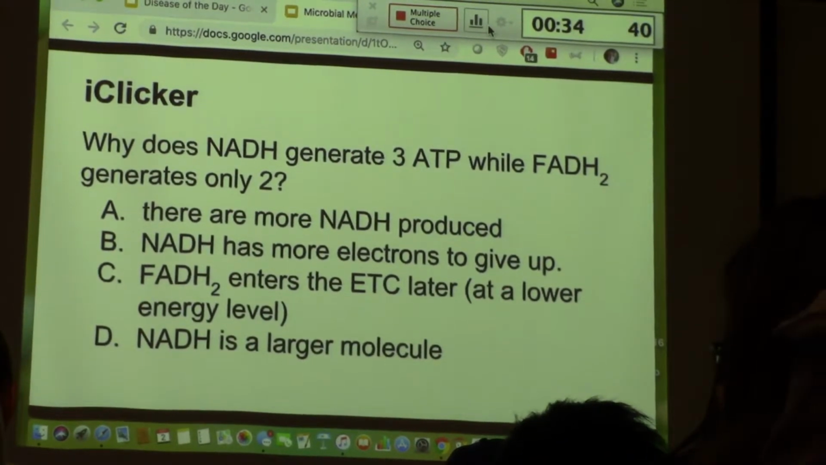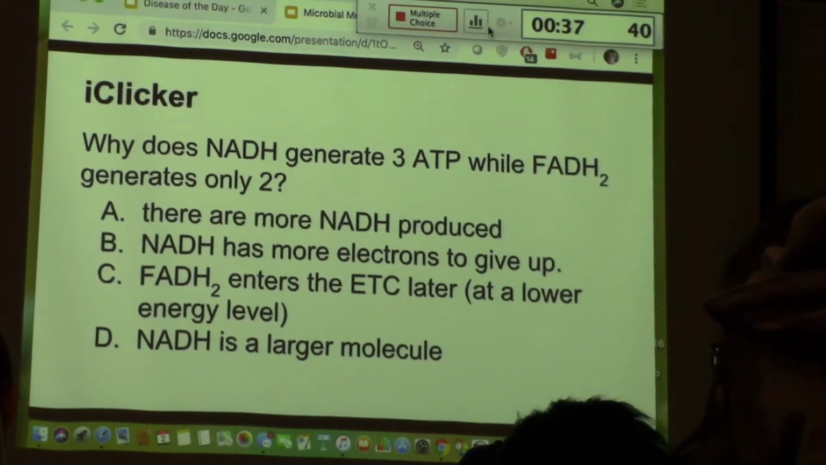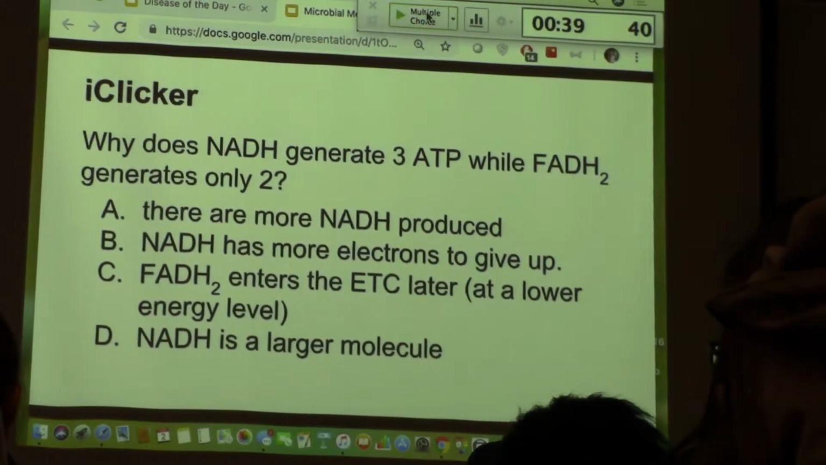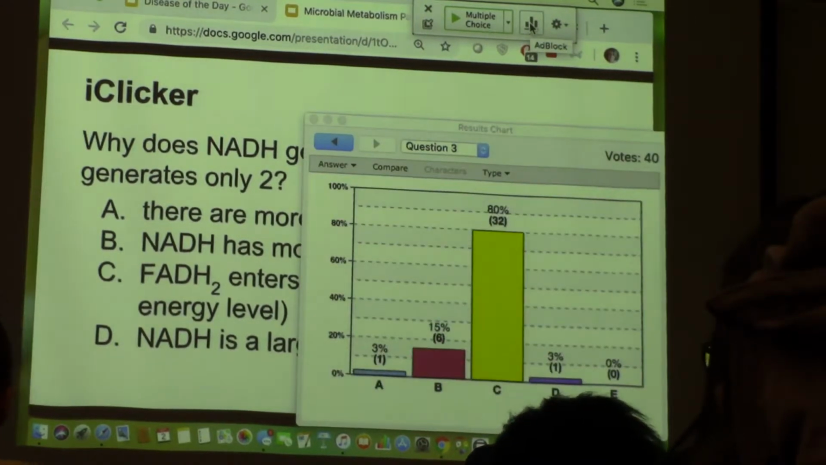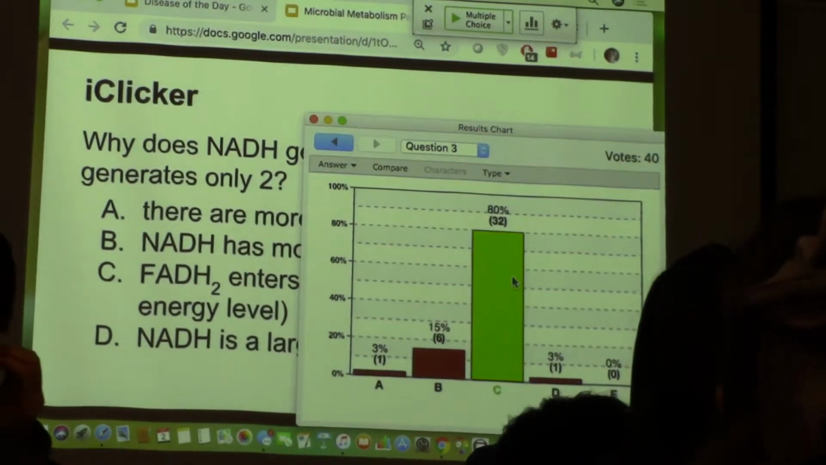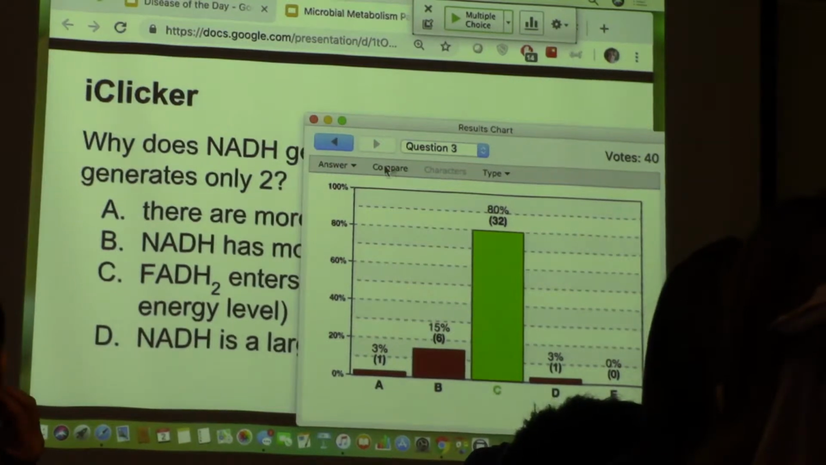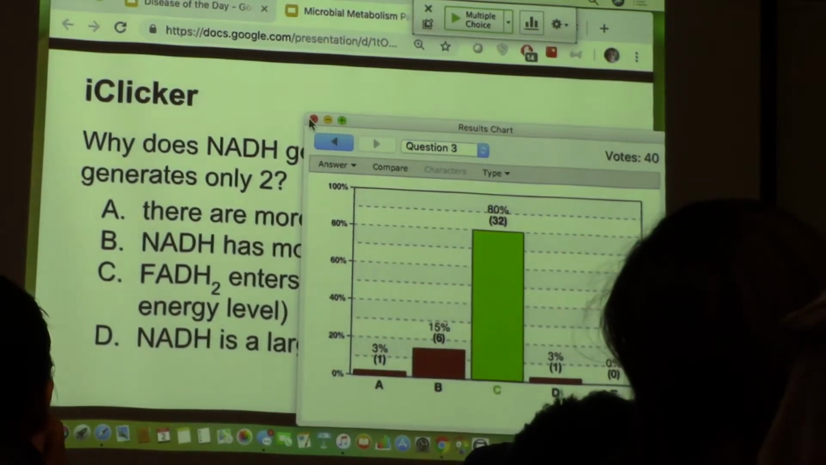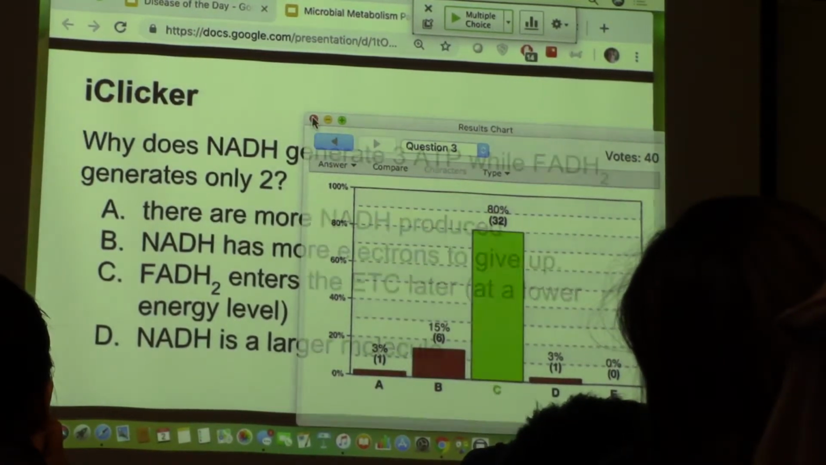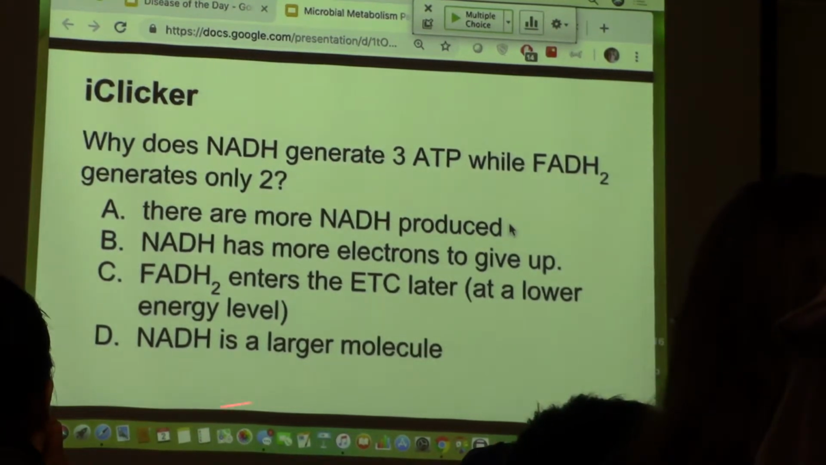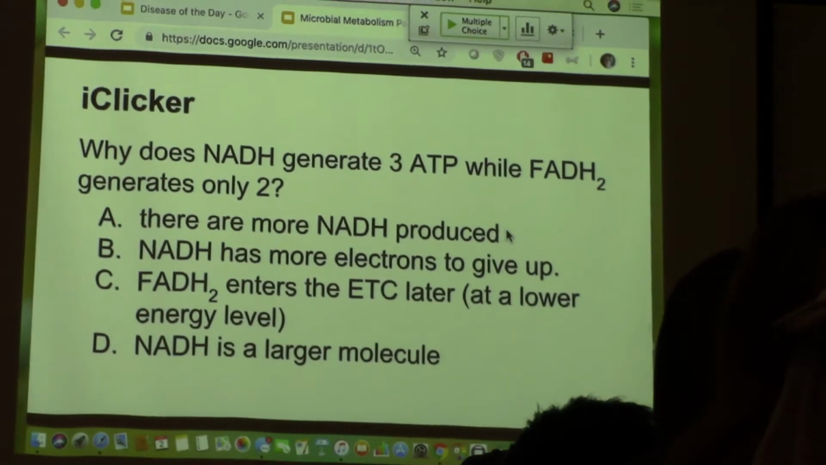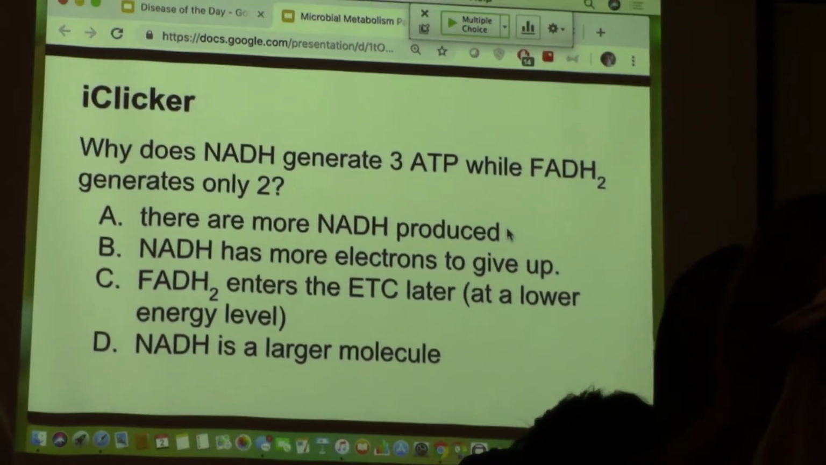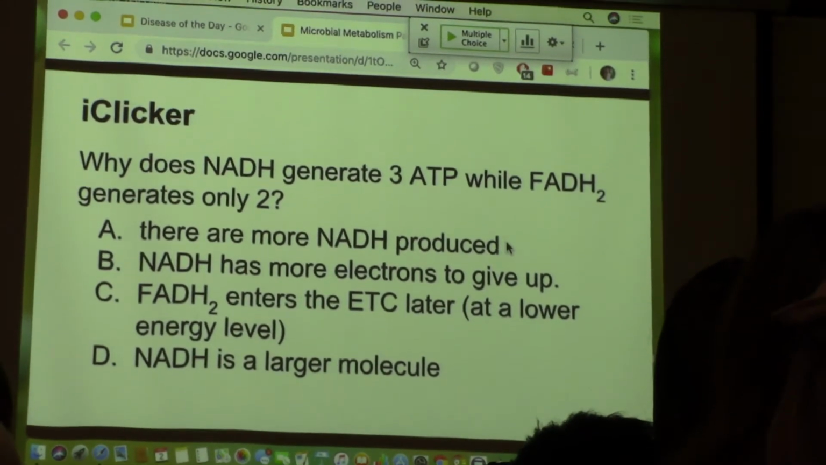All right, last chance to click in. All right, so the good news is, most of you are getting that right. I also have a few that are abstaining from clicking. So I know that often people are a little stressed when that's happening. But FADH2 simply enters the electron transport chain at a lower energy level. And because of that, you get fewer protons in your gradient, and you make less ATP.